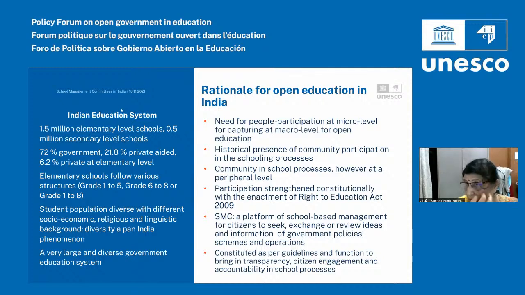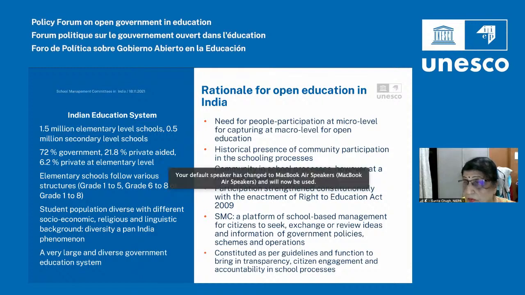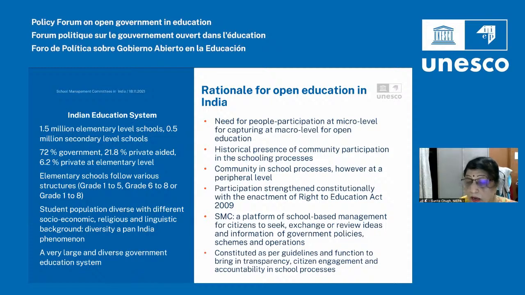School-based management was initiated, and many educational and constitutional reforms took place in the 1990s. The participation was in fact strengthened at the school level with the enactment of the Right to Education Act. The school management committee became a platform of school-based management for citizens to seek, exchange, or review new ideas and information on government policies, schemes, and operations. They have been constituted as per the guidelines given in the Right to Education Act, and they function to bring in transparency, citizen engagement, and accountability in school processes.